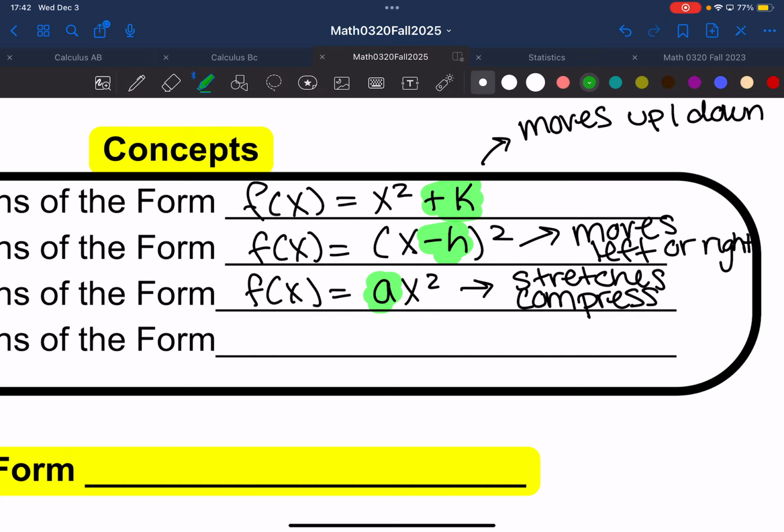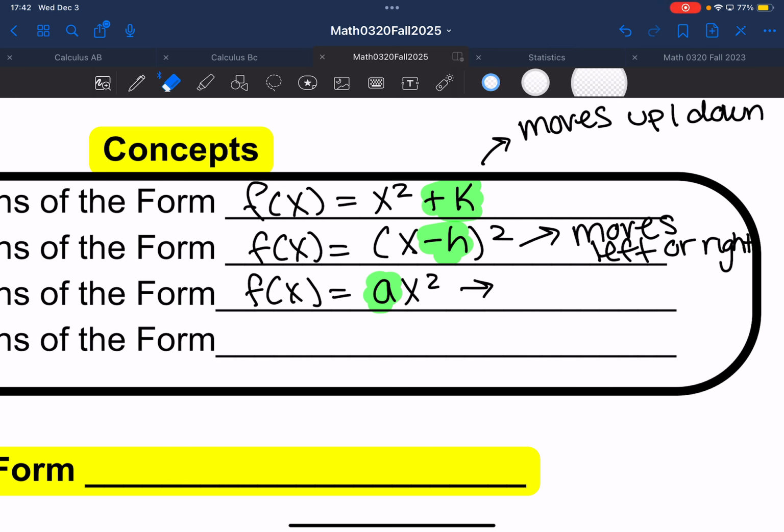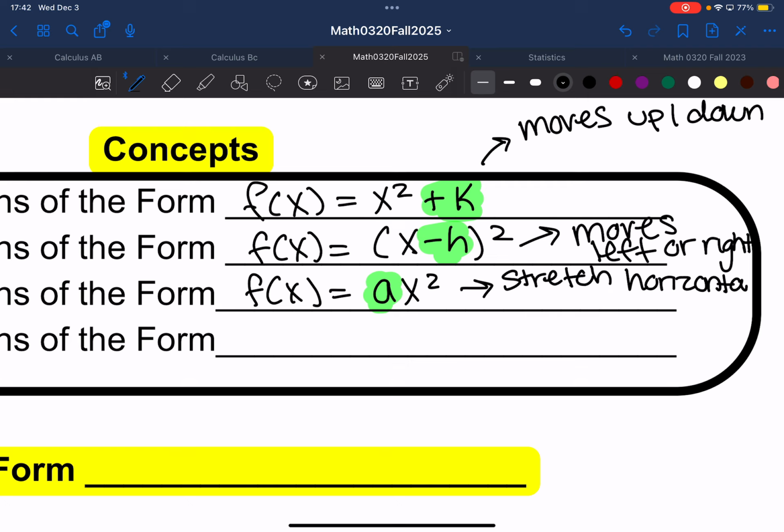Actually, I like that better. Let me erase compress and stretch. Sorry. We're going to say stretch horizontal or vertical. So it's following the x and y axis.